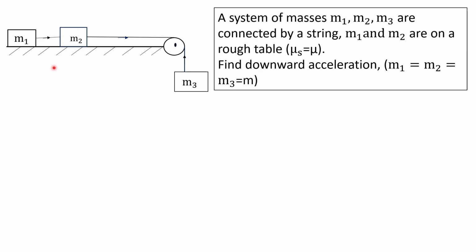Here we have another problem. A system of masses m1, m2, m3 are connected by a string. m1 and m2 are on a rough table. The coefficient of static friction mu s of the table is equal to mu. The downward acceleration we have to find out. m1 equal to m2 equal to m3 equal to m. So we can use the equation used in the previous question to solve the problem.